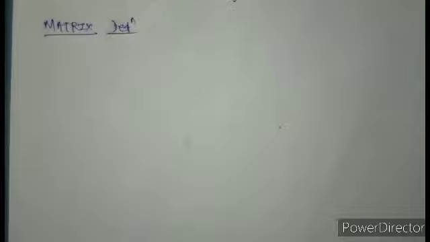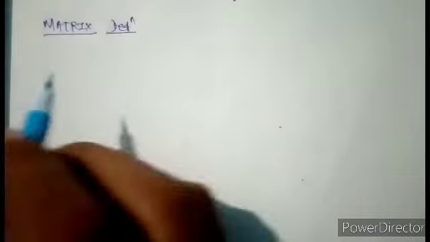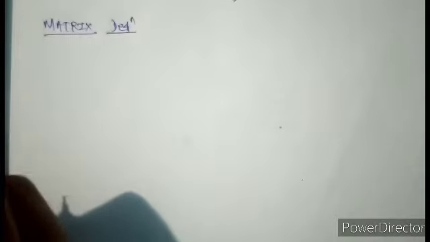Okay, first we have to know the definition of matrix. What is called matrix? Now simply we can say the definition of matrix is the regular arrangement of numbers, that is, any system of numbers, in a row and column.